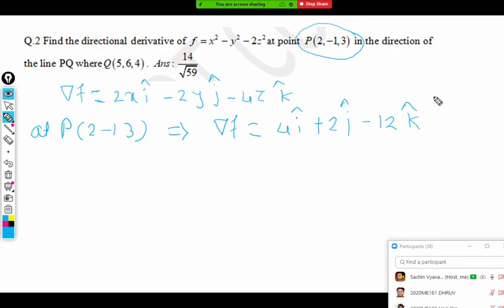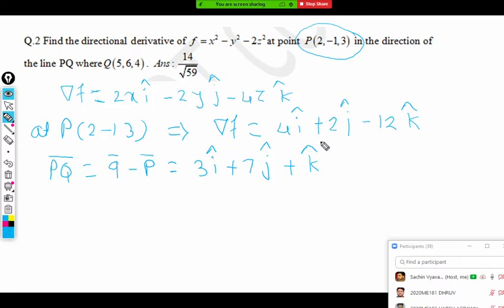But we want the directional derivative along PQ. So PQ bar is equal to Q bar minus P bar, by the definition of position vectors. That is 3 i cap plus 7 j cap plus k cap. Good, so we got the PQ bar vector.